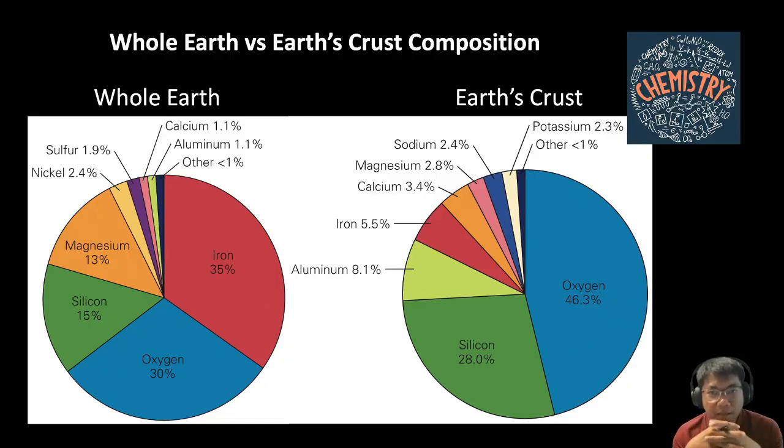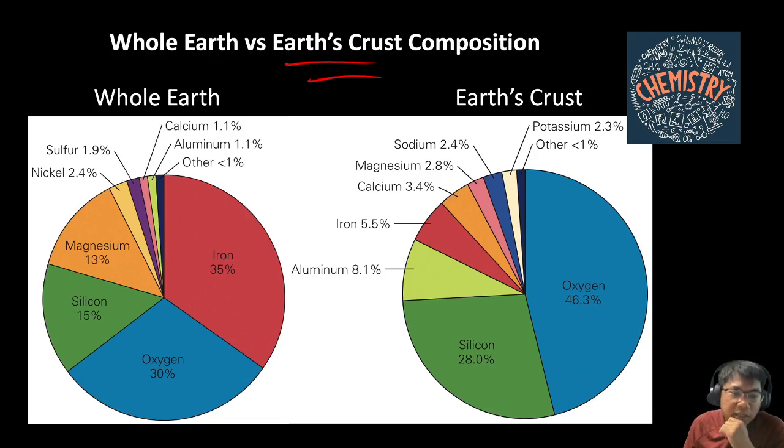This is the composition of the whole Earth versus the Earth's crust. Remember that the Earth's crust is the outermost part of the Earth, and this is something we already discussed in the previous video. I just want you to see the contrast between the composition of the whole Earth versus the crust.